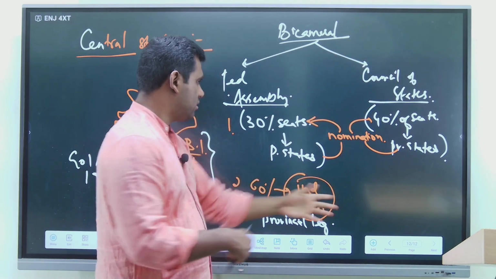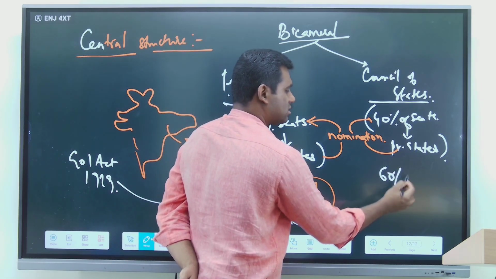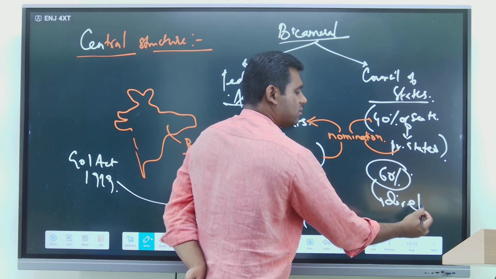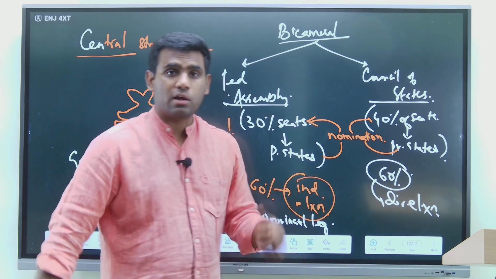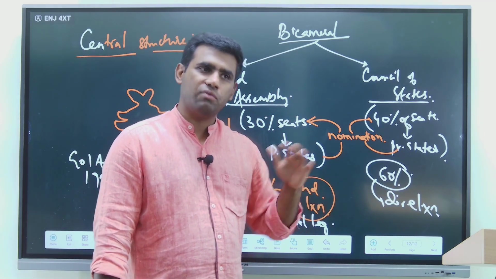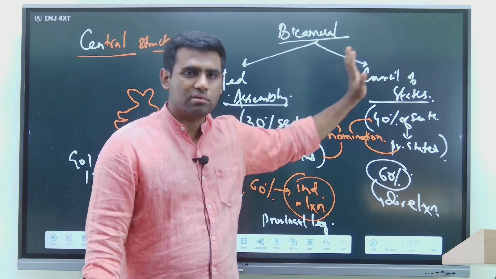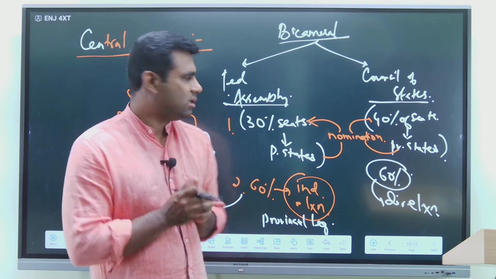So here the remaining 60% of the seats are going to be directly elected. Of course, the property requirements to be an elector are very high. Only the richest cream of Indian society will even be able to elect members to the Council of States.